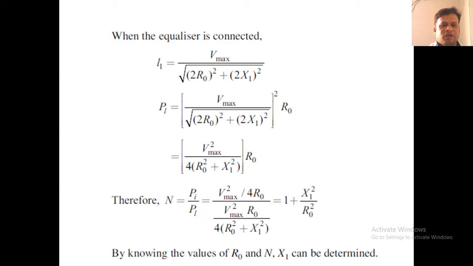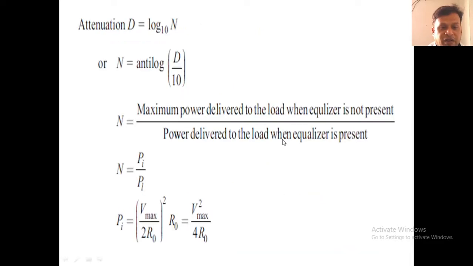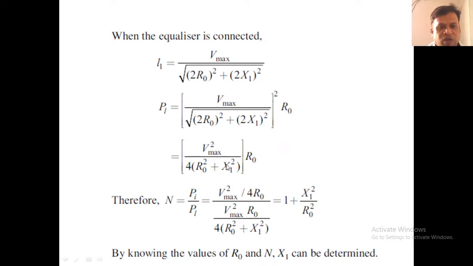Therefore, n is equal to Pi by PL. As we have seen in this equation, we write the values of Pi and PL directly here. From the previous slide we have Pi, and from this slide we have PL. So we write Pi by PL and we get 1 plus x1 square by R0 square. By knowing the values of R0 and n, x1 can be determined.